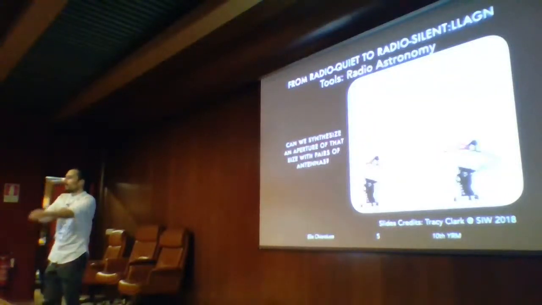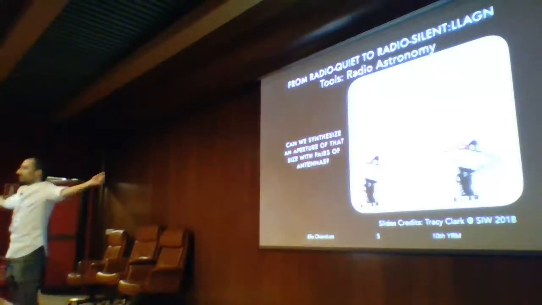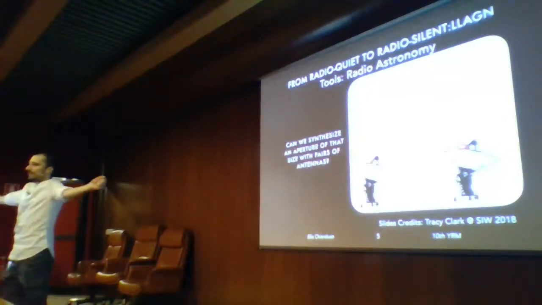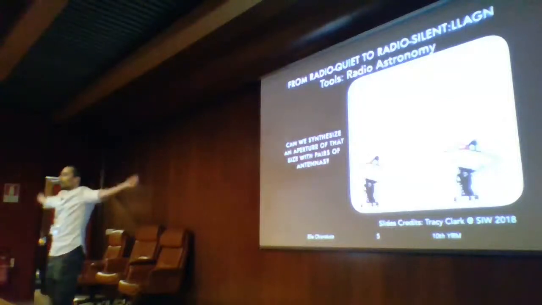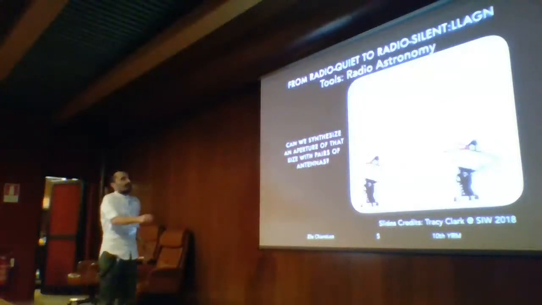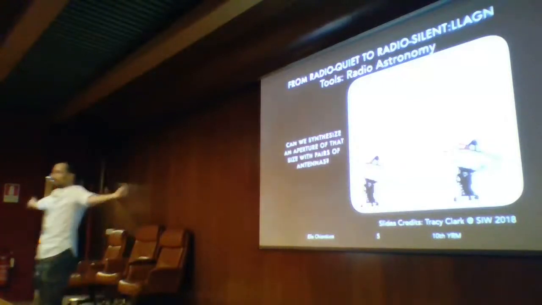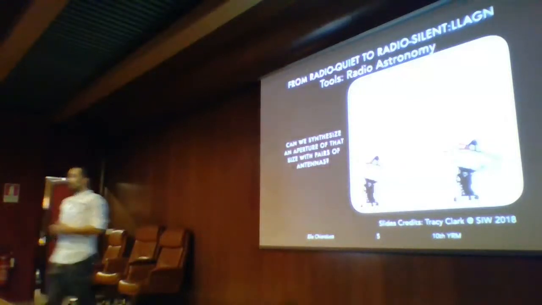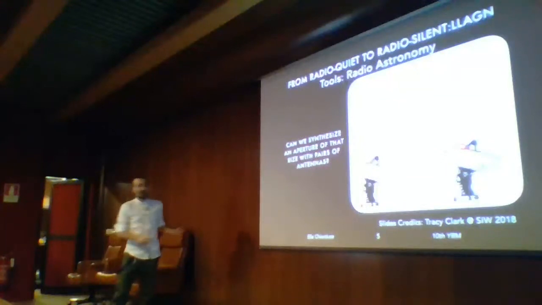The basic concept is the following. You have two locations on the Earth, and you have two antennas. You detect the signal coming from a source on the sky. The signal undergoes a geometric delay, there is a difference in the path. You detect the signal, you correlate it with a correlator, and what you get is the relative phase of the signal.